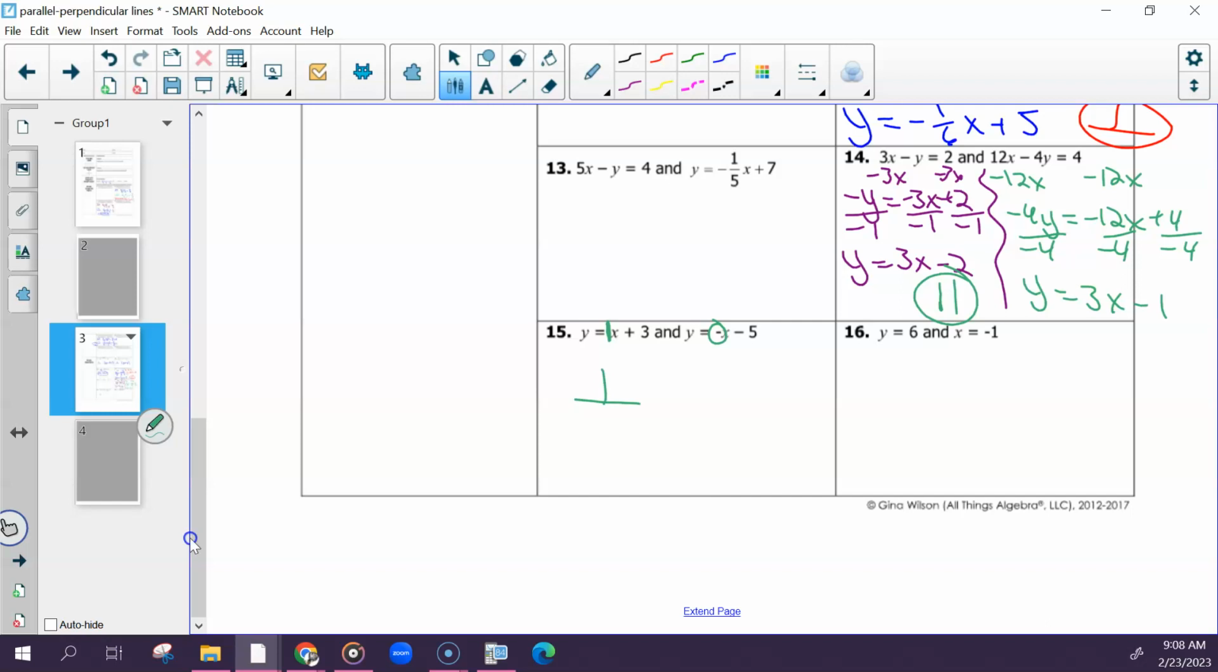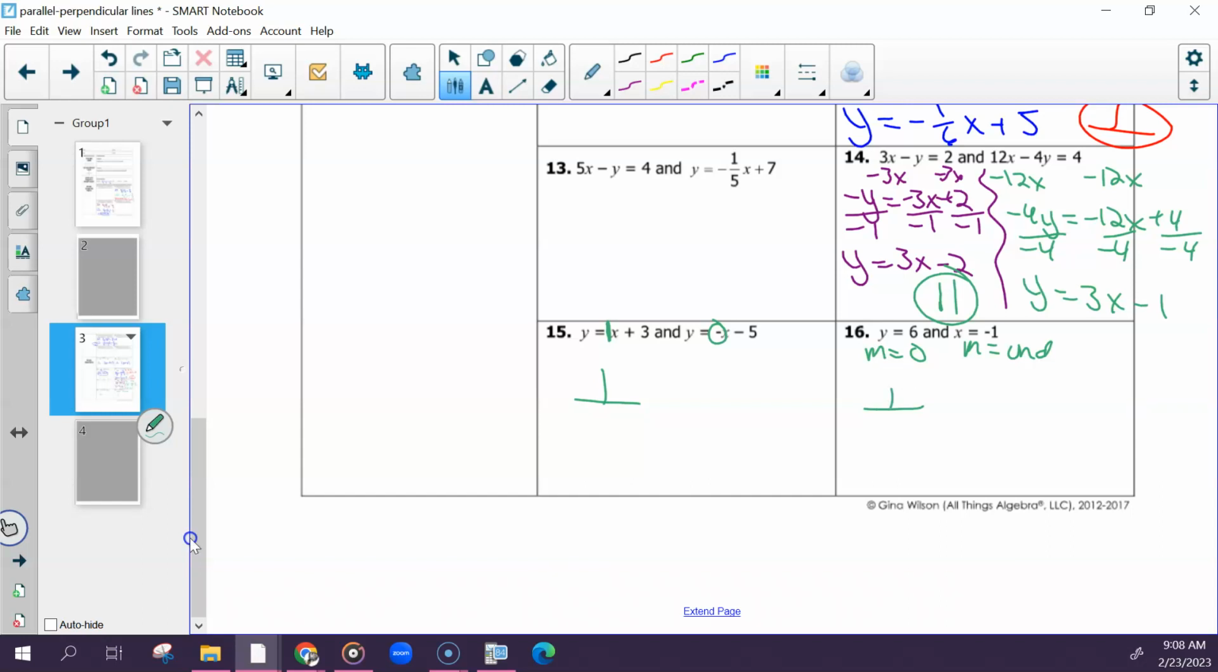What about 16? So here you have to think about your slopes. Because these are negative reciprocals of each other, that would be perpendicular.